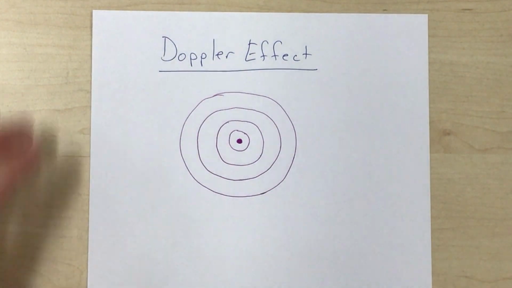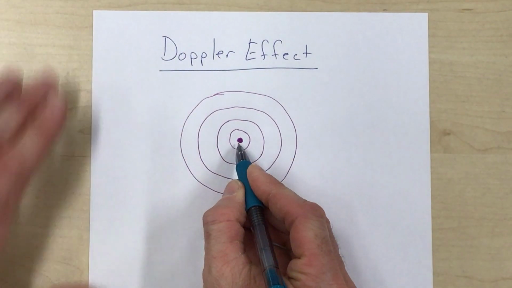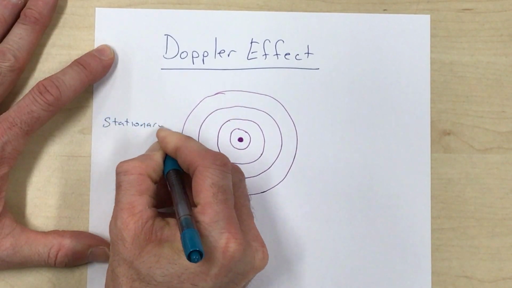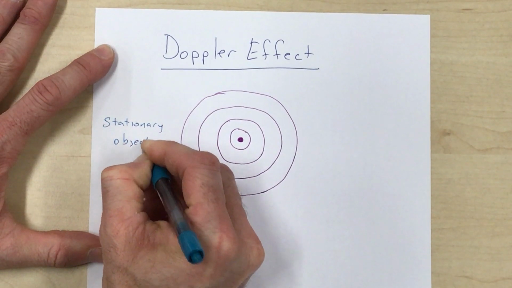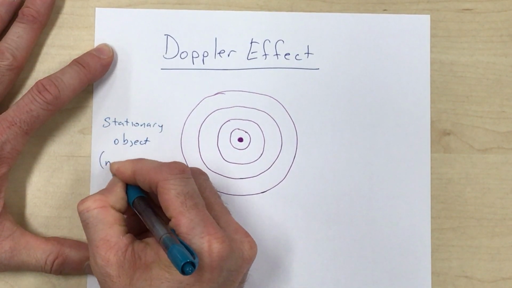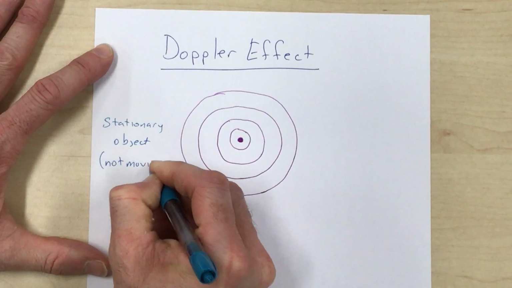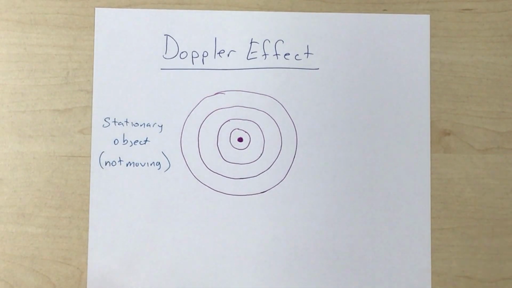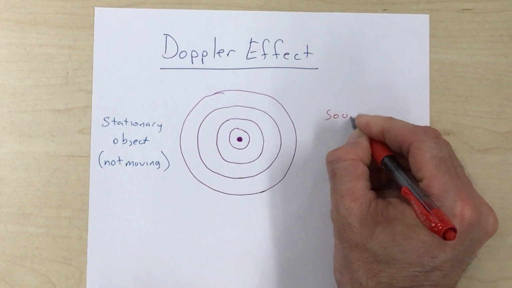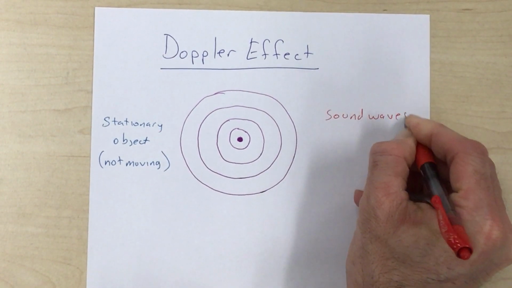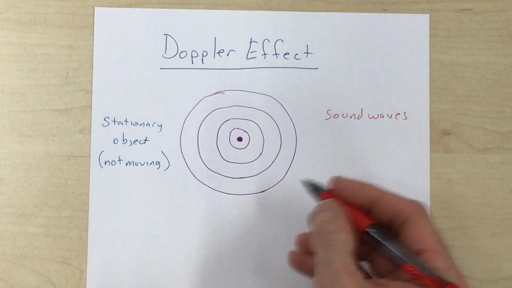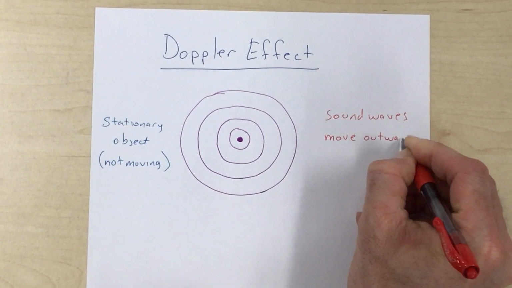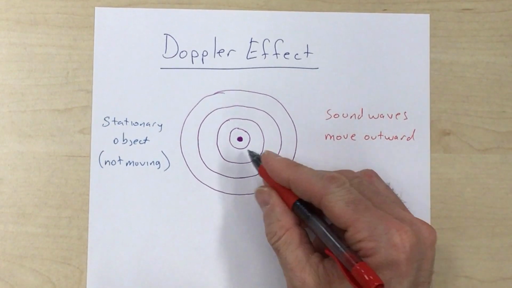All right, so we're going to say that this object is a stationary object, which means it's not moving. All of these waves that are coming out from there, those sound waves, they move outwards in these circles.